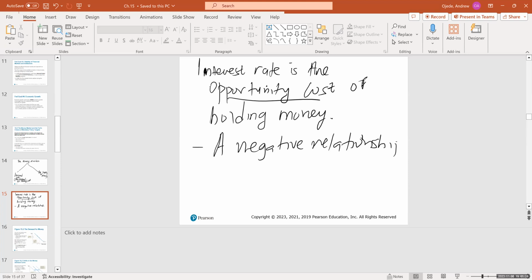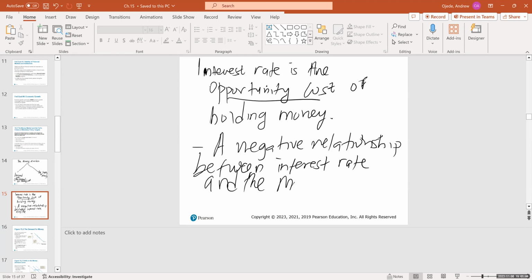A negative relationship between interest rate, which is a nominal interest rate, and the demand for money, or the money demand. When I say money demand again, that means holding money.